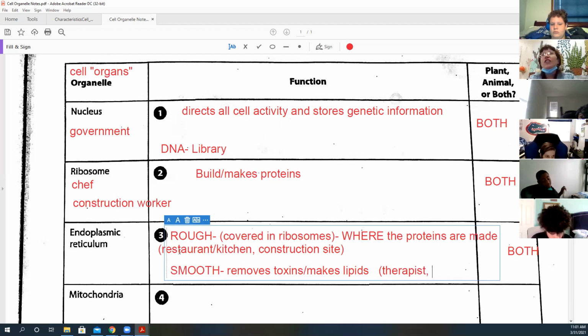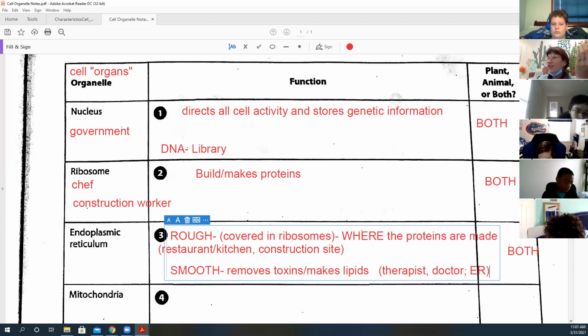So here's the reason I said ER. Because endoplasmic reticulum begins ER. Endoplasmic E, reticulum R. So it's a way, I always think of like a smooth operator, like the doctor, right?